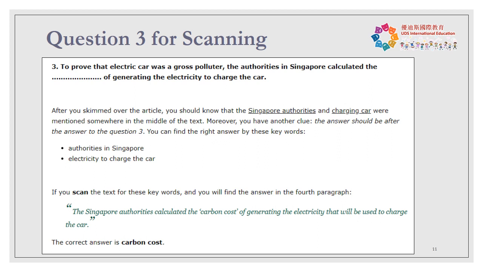Underline the keywords of the sentence and then go back to the original essay. You say that oh, Singapore authorities charging car is similar to authorities in Singapore, and charging car is talking about electricity to charge the car. So you can easily get back to the sentence of the main text. Then you can see that oh, the carbon cost. The noun phrase is the answer. Is it quite easy? I hope so.